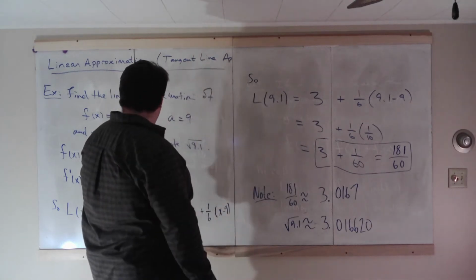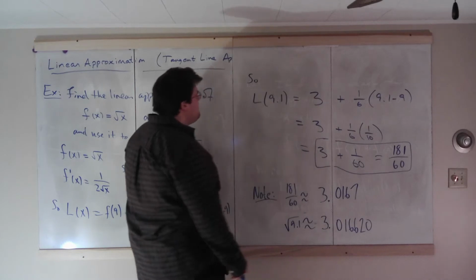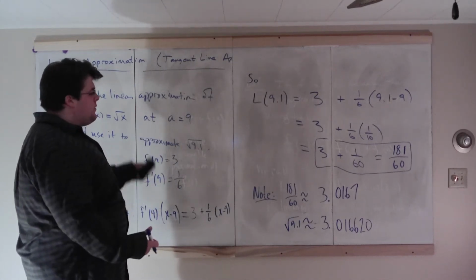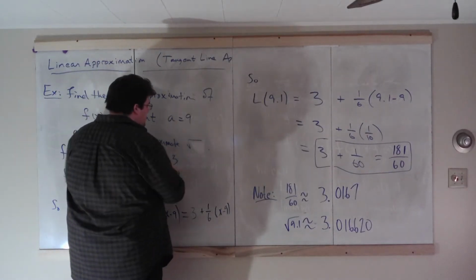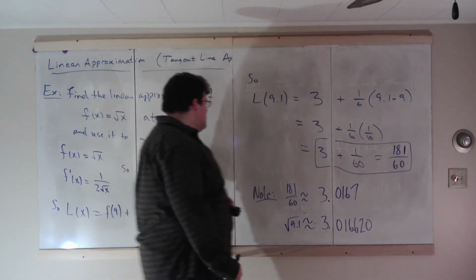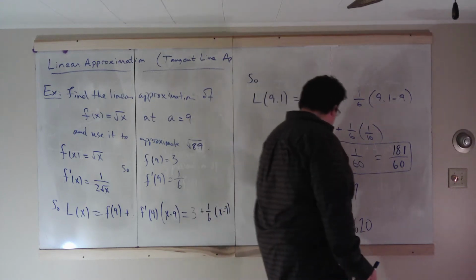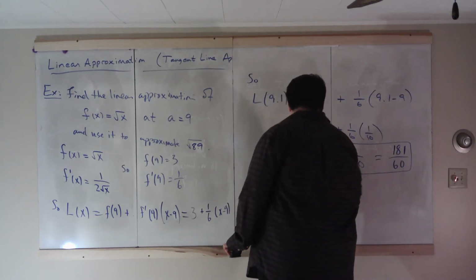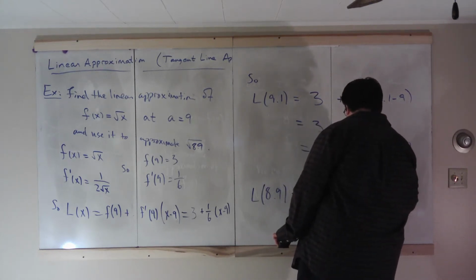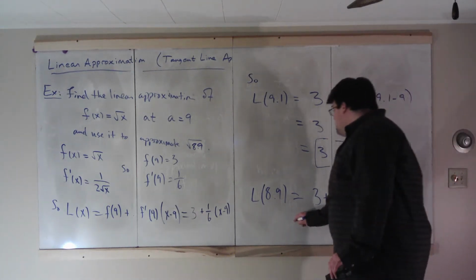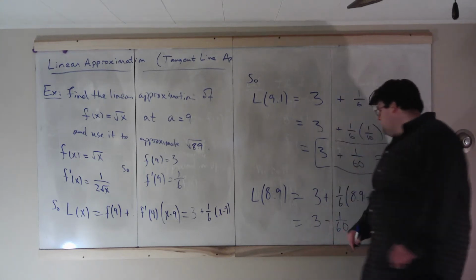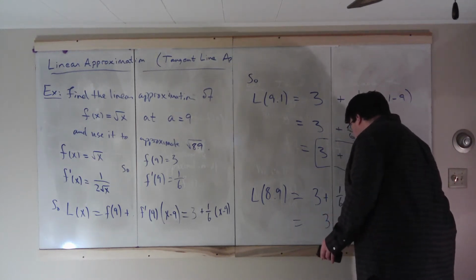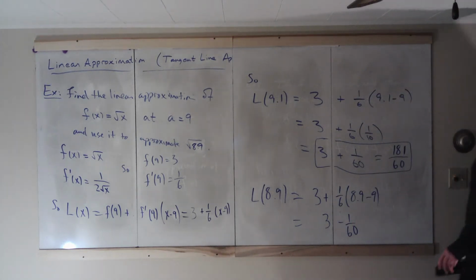What if I changed this example? In your notes, it might be good to not rewrite the same example. Maybe just say, next example, same thing with 8.9 rather than 9.1. What would change? Well, L of x would be the same, but how would our answer change? L of 8.9 equals 3 plus a 6th times 8.9 minus 9, which is 3 minus 1/60th. That's negative 1/10 times the 6th, negative 1/60th.